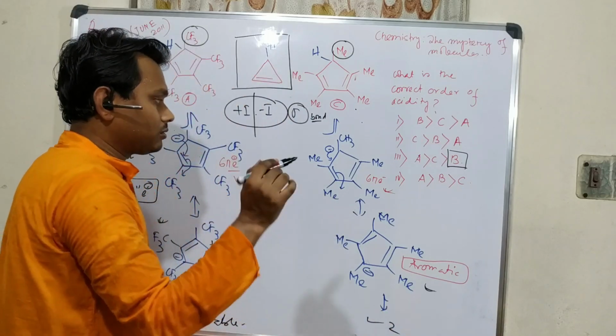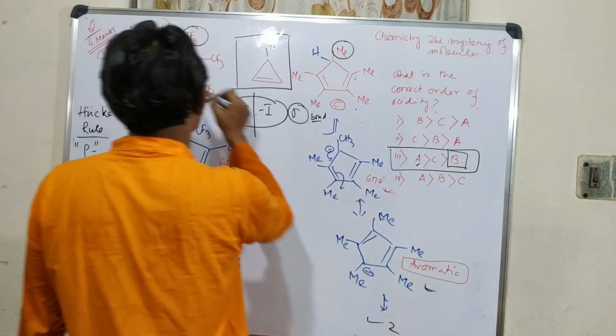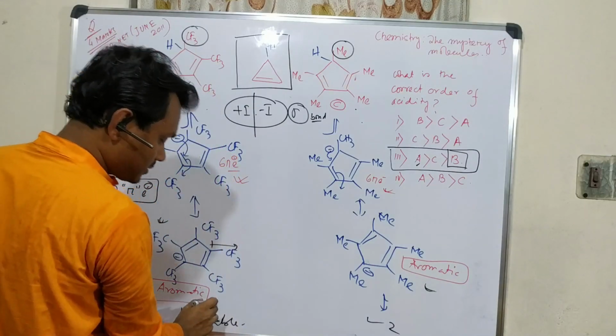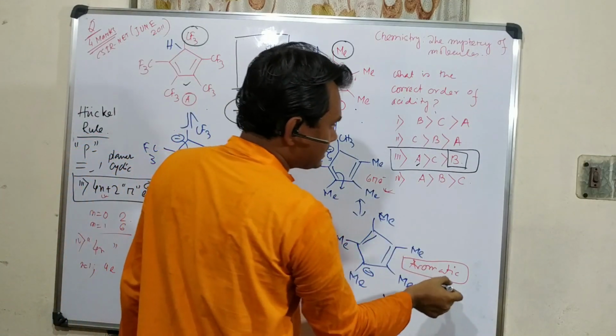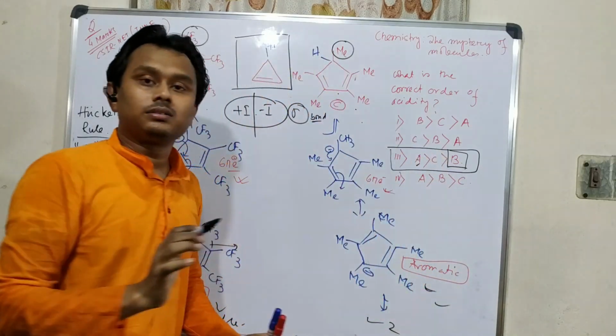Now let's verify the answer again. First, the maximum stable will be A. I have explained why it is most stable. Second is C, and then B. So this is the answer.